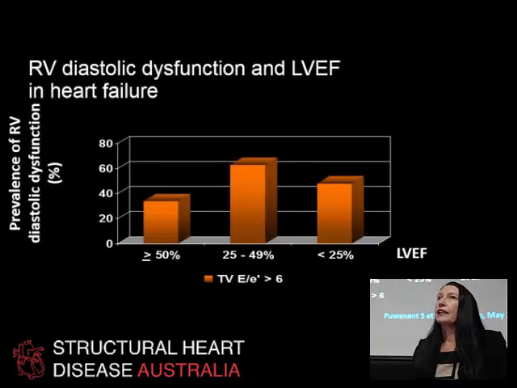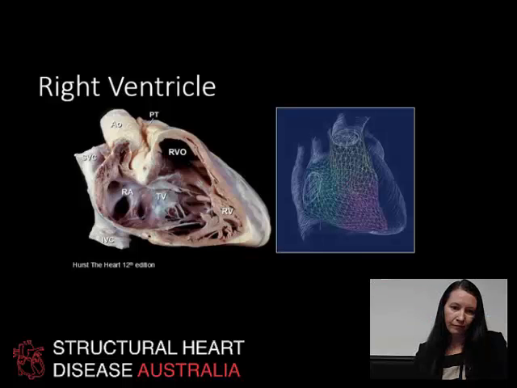What about right ventricular diastolic dysfunction? Here's a concept, and we'll go through this later. But again, if we're measuring right ventricular diastolic dysfunction in patients with left ventricular ejection fractions of greater than 50%, 30% will have right ventricular diastolic dysfunction. So how do we measure that? We'll talk about that later.